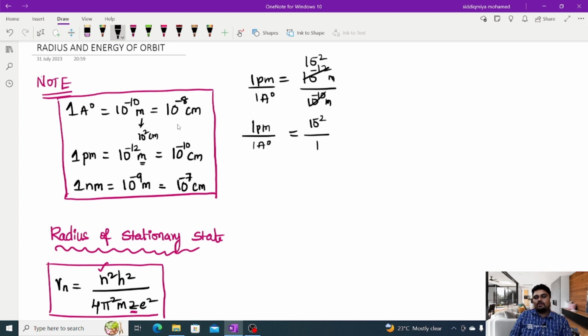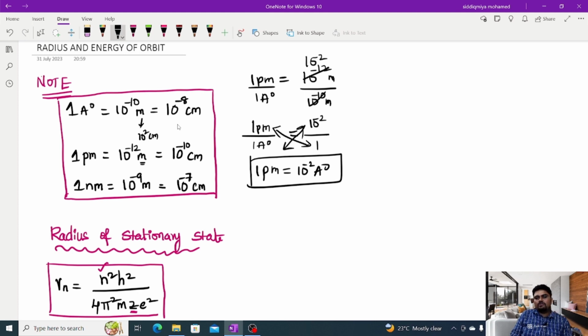So what will you get here? 1 picometer is equal to 10 power minus 2 angstroms, just by cross multiplication. 1 picometer is equal to 10 power minus 2 angstroms. Any type of conversion you can get it.